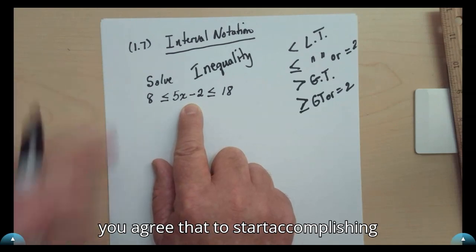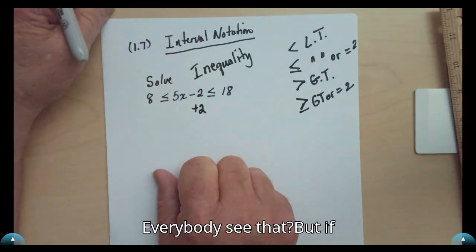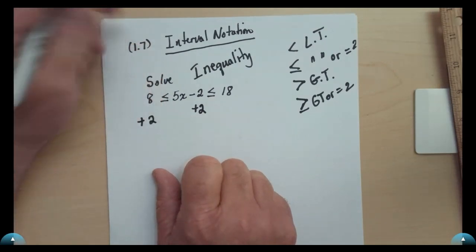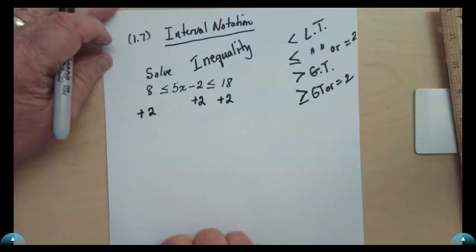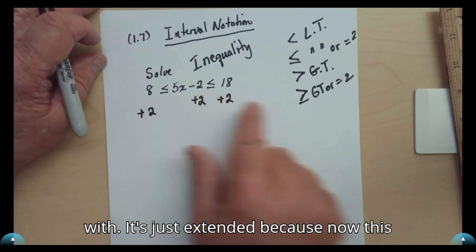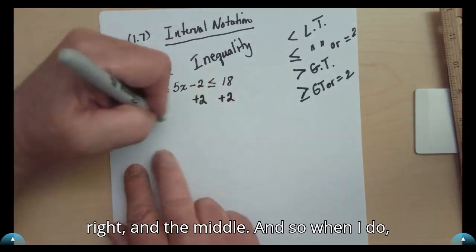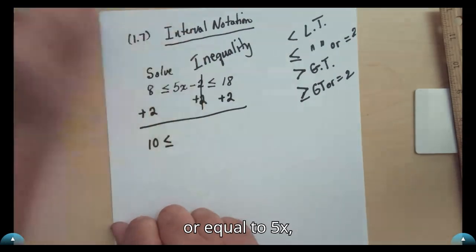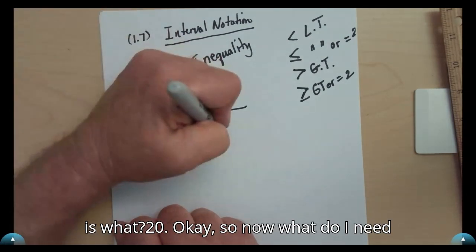So do you agree that to start accomplishing that, I should add 2 in the middle? Everybody see that? But if I'm going to add 2 in the middle, I have to add 2 on the left, and I have to add 2 on the right. So it's really that basic golden rule of equations we've been working with, just extended because now this has more than 2 sides. You have to add 2 to every side, the left, right, and the middle. So when I do, I've got 8 plus 2 is 10, less than or equal to 5x, which is less than or equal to 18 plus 2, which is 20.